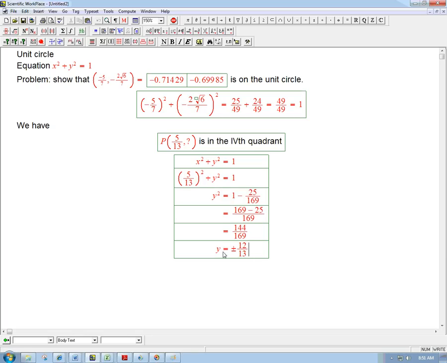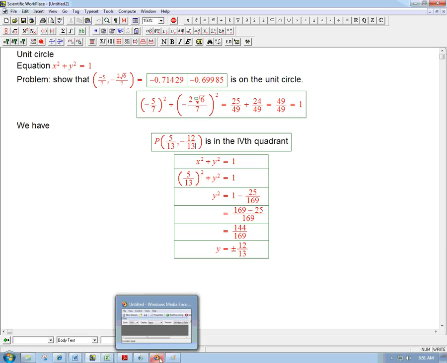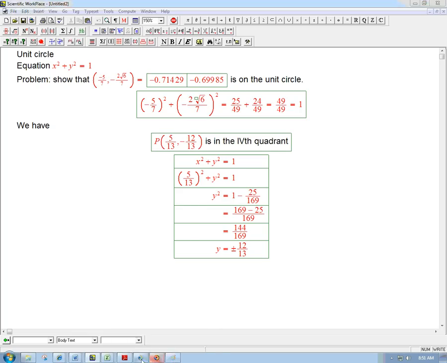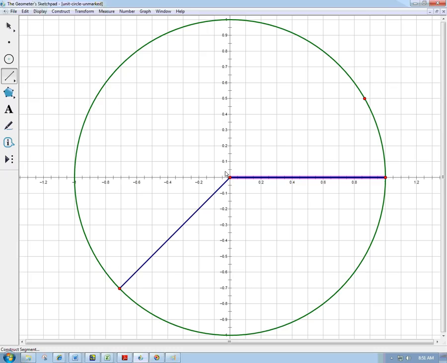From the algebra, we don't know whether it's plus or minus. But we know it's in the fourth quadrant. That's where y is negative. And so we can say that's going to be minus 12/13. So that's going to show up down. So 5/13 is a little less than half, a little more than a third, positive. So somewhere around in here, the x-coordinate and then the y-coordinate is down here, pretty close to -1, minus 12/13.